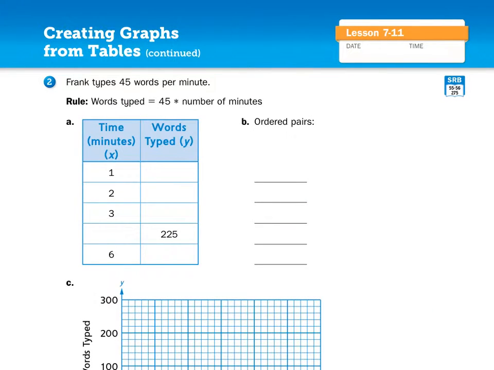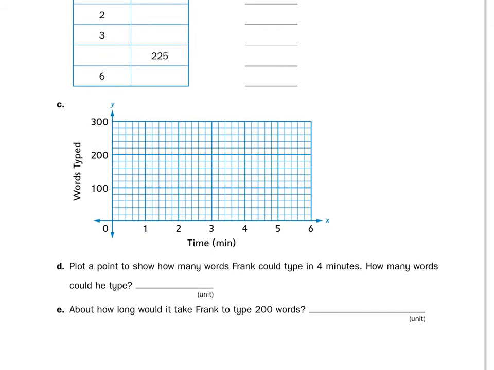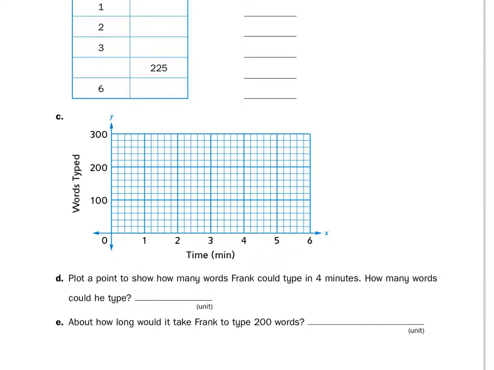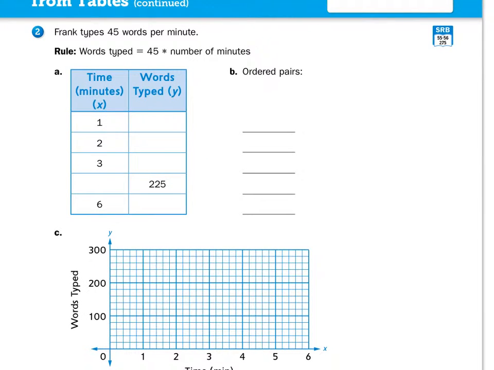Here we are on page 267. I'd like for you to take the next couple of minutes, pause the video, and go ahead and solve that, knowing that Frank types 45 words per minute. The rule is words typed is equal to 45 times the number of minutes. So go ahead and complete the chart, figure out the ordered pairs, and then come down here and plot the points. And then there are 2 questions that you could either use the graph to solve, or you could use the multiplication once you figure out the rule, which they tell you right up here again is 45 times the number of minutes. So go ahead, stop the video, complete this page, and then I will flash up the answers for you.